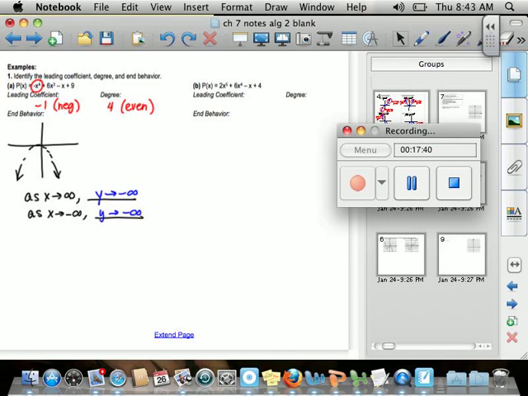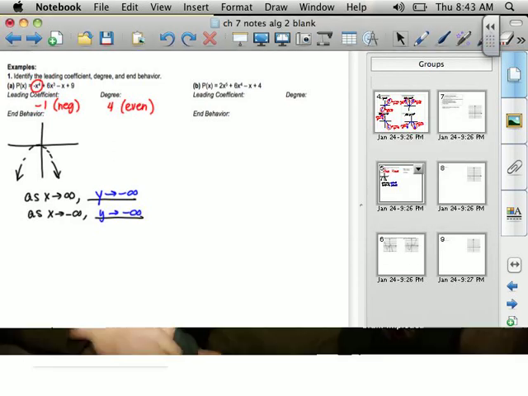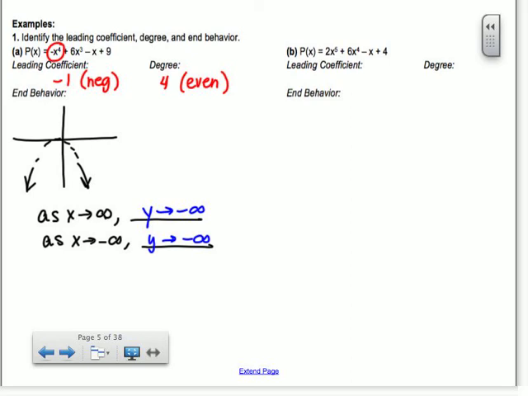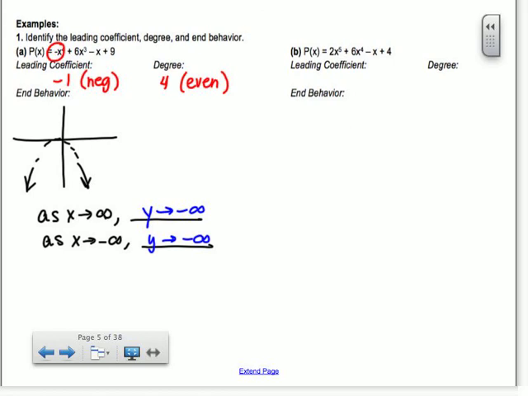Okay, so your leading coefficient was 2. All right, so it's positive. And your degree was 5, so it's odd. So think of the most basic positive odd. It's going to look like positive x cubed. So your end behavior should look like this.